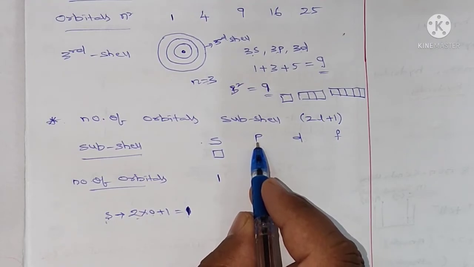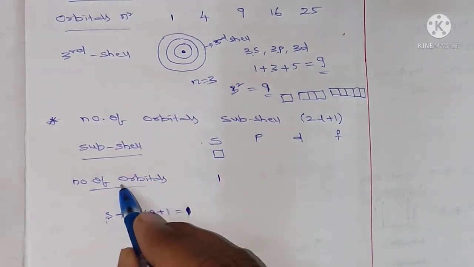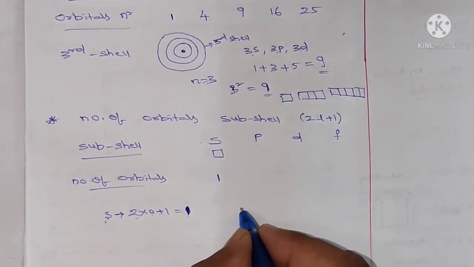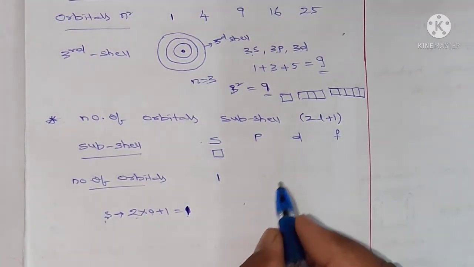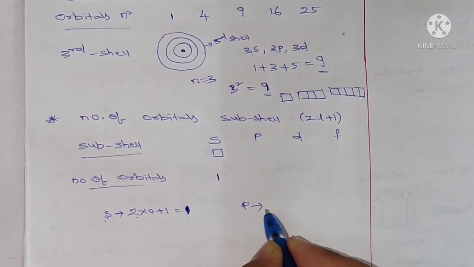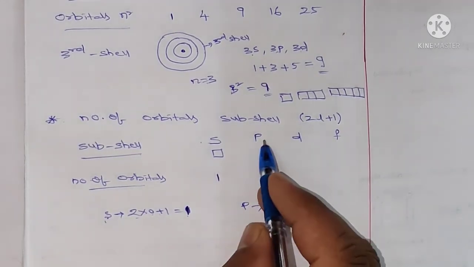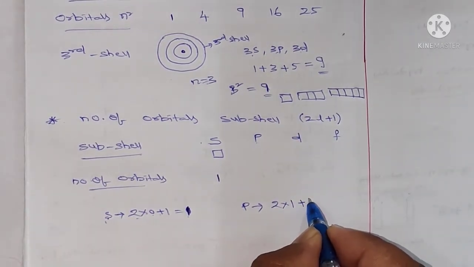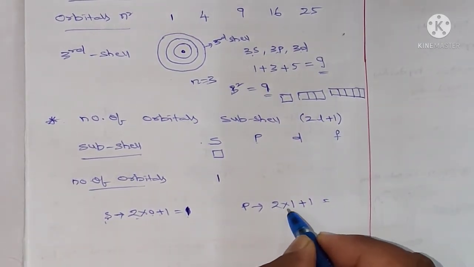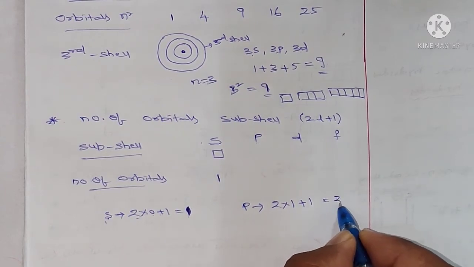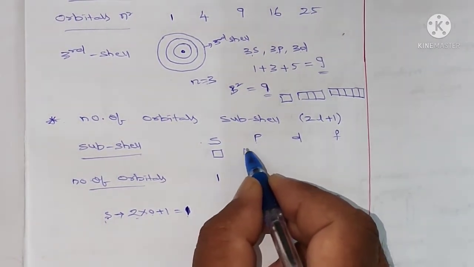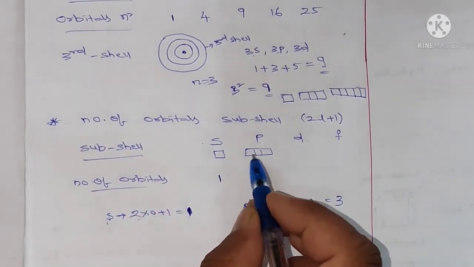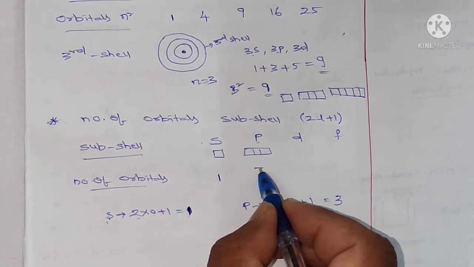Now the p subshell. The total number of orbitals present in a p subshell, according to this formula, is 2 into the l value of p, which is 1, plus 1, equal to 3. So the number of orbitals in the p subshell is 3.